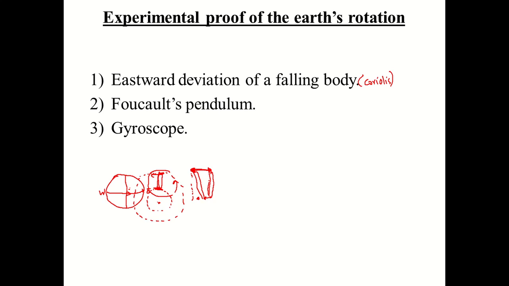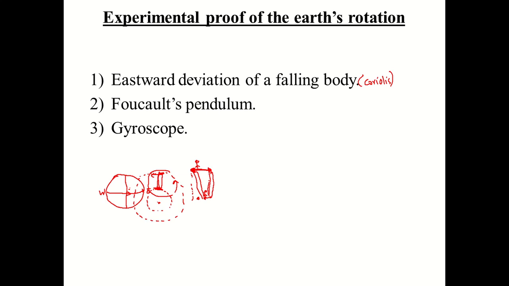Now we can say that somebody standing here will observe that the stone has a little eastward deviation when it is allowed to freely fall from the top of the tower. This is due to the rotation of the Earth about its own axis.